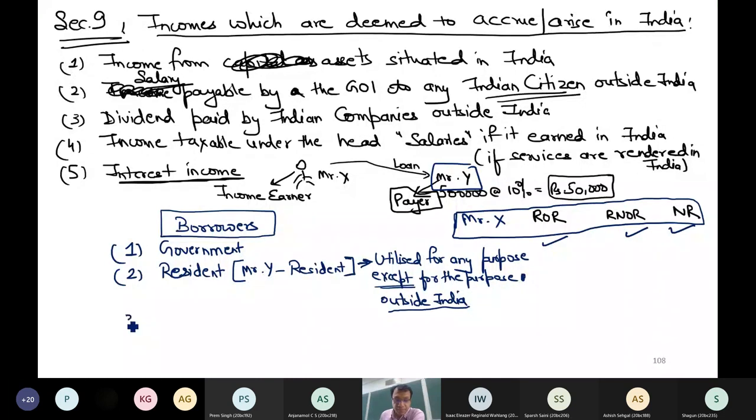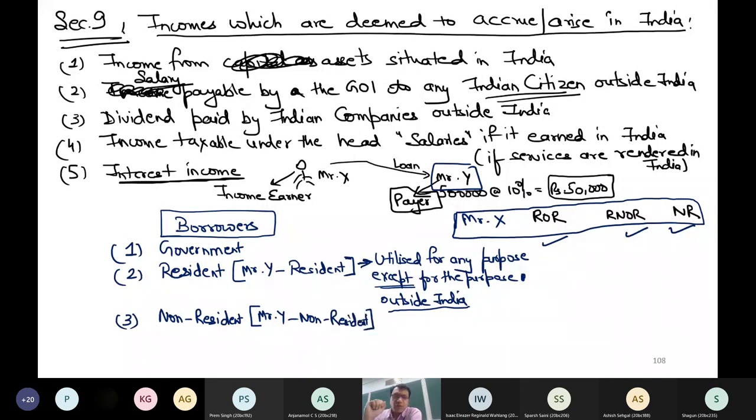Third, now this borrower is a non-resident. So why is it technical? Because now I am concerned with the residential status of the borrower also. Now suppose Mr. Y has become non-resident. For example, Mr. Y is non-resident.